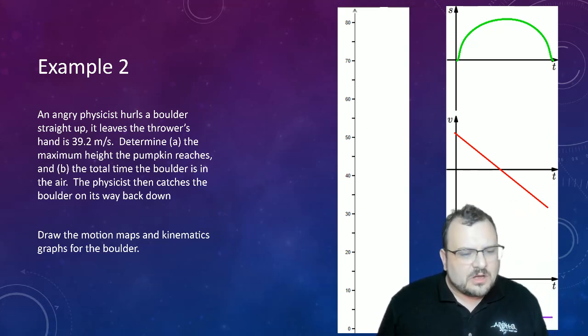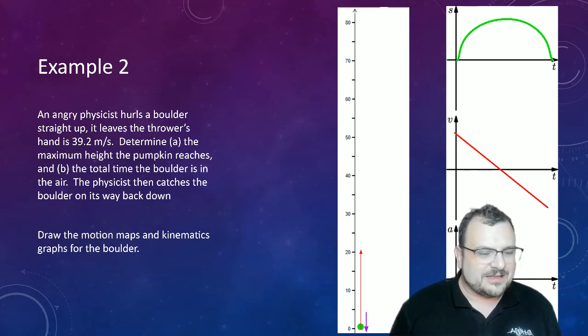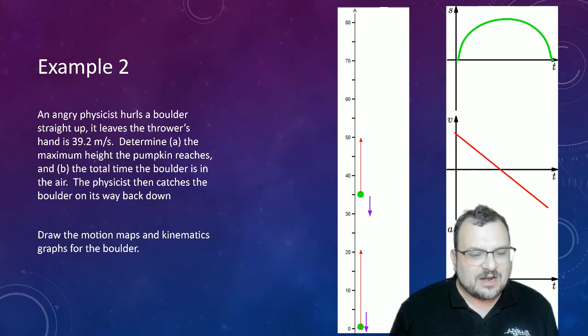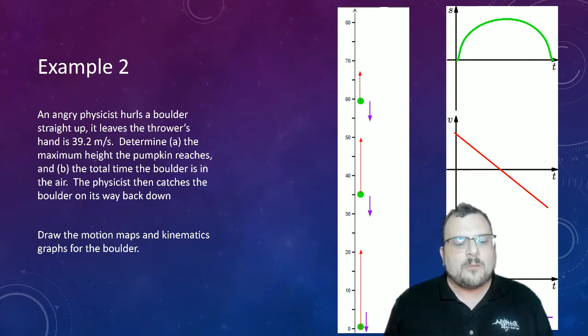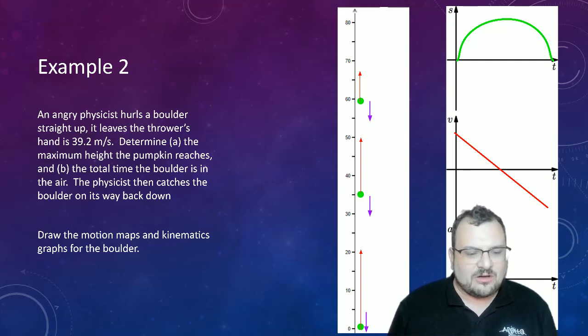All right, so motion map. We're going to be starting at 0, and then moving up at nearly 40 meters per second, so that's going to get a very large red arrow, and that negative 9.8 meters per second squared acceleration arrow. And we can keep going. 1 second later, we're about at 35 meters. A second later after that, we can see that we're still slowing down, but moving up, and that acceleration arrow stays the same all the time.